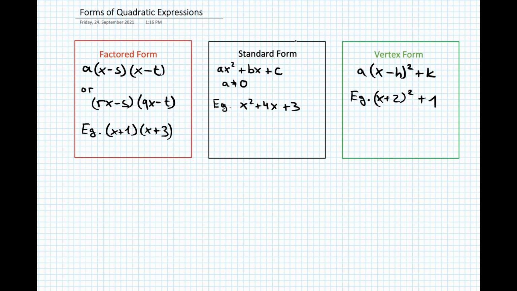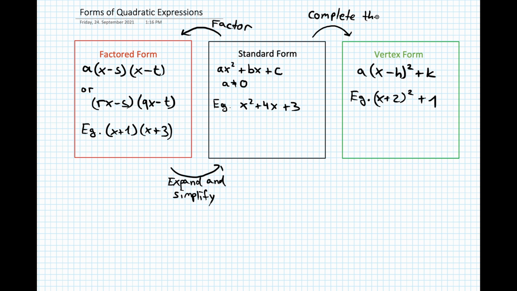Okay, so now when you have these forms, sometimes you are given one, but you need to convert it to the other. So the way to get from the standard form to the factored form is by factoring. And then if you want to get from the factored form to the standard form, you just expand this expression, and after, simplify. Expand and simplify. And then up here, I already mentioned it, to get to the vertex form, it's completing the square. And then to get from the vertex to the standard form, it's the same as the factored form, just expand and simplify again.